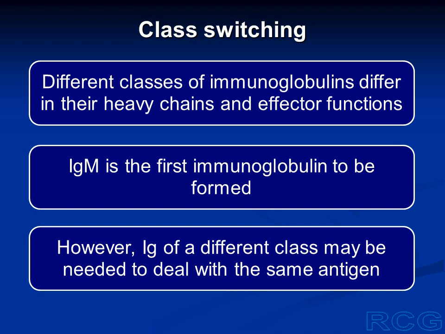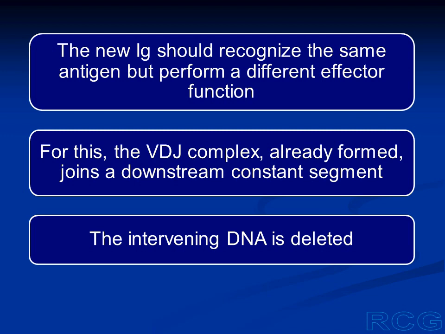When we encounter an antigen for the first time, we have seen that IgM is the first immunoglobulin to be formed. But IgM acts only by complement activation. So we may need a different effector function to deal with the same antigen. And for this, we require an immunoglobulin of a different class but recognizing the same antigen. So this new immunoglobulin, which will replace IgM, should recognize the same antigen, but it should perform a different effector function.